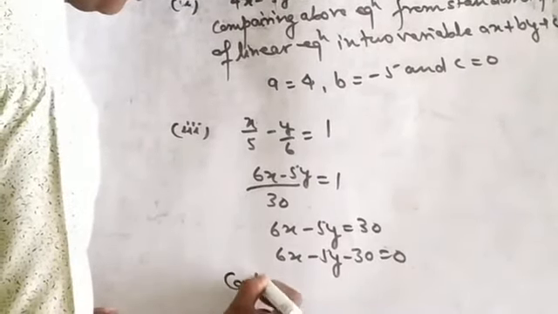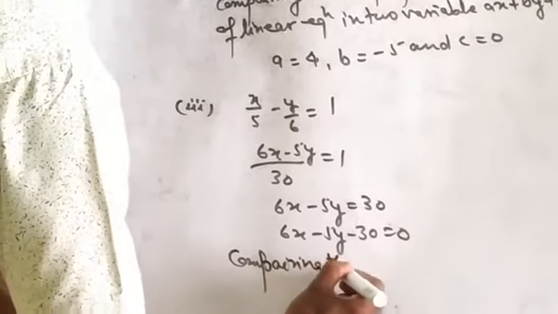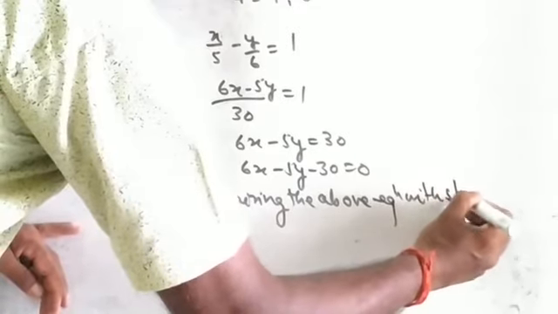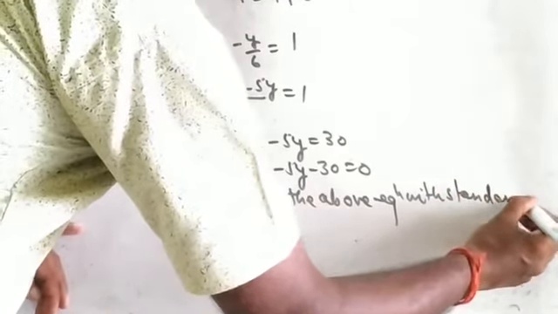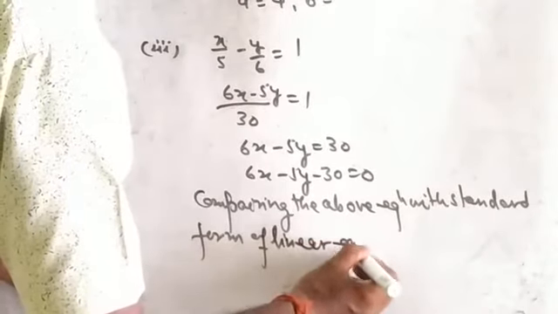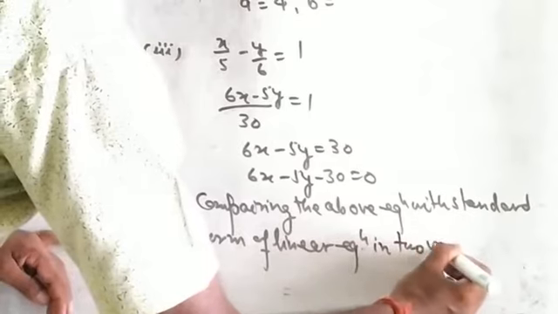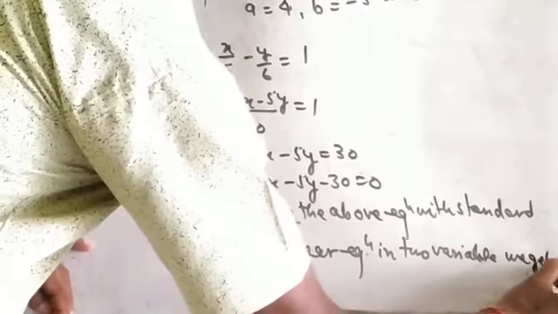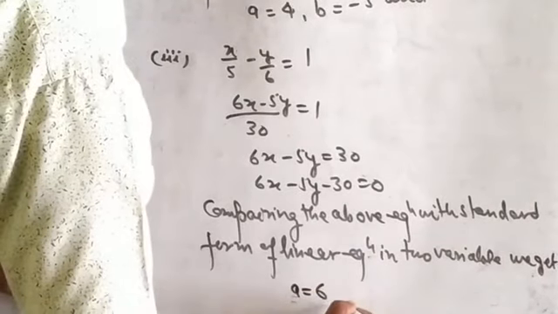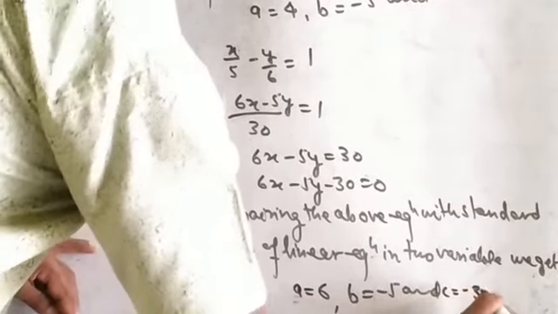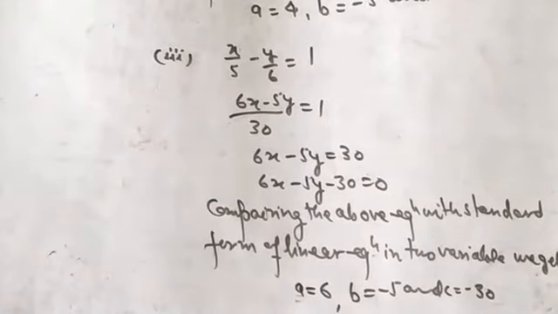Now you compare the above equation with the standard form of linear equation in two variables. What do we get there? a is equal to 6, b is equal to minus 5 and c is equal to minus 30. In this way we solve the questions.